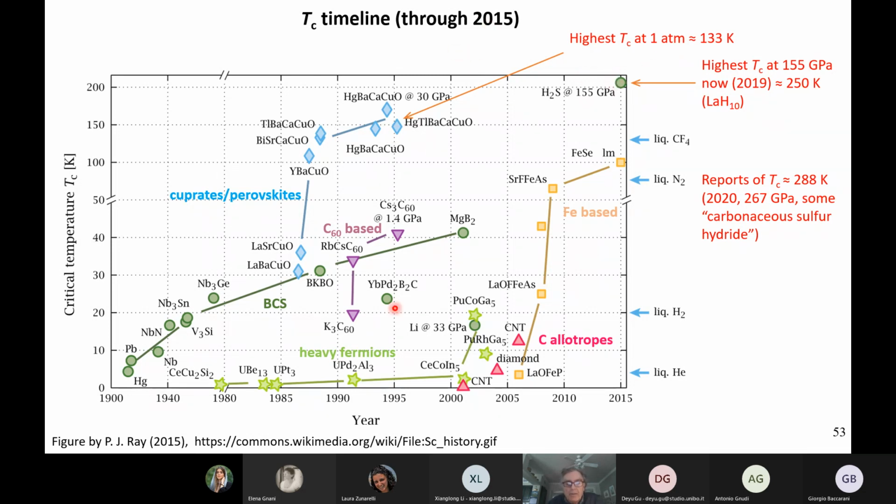This is through 2015. This is a chart that I found in Wikipedia, but the highest temperature that we have now in 2019 was this material at 155 gigapascal, lanthanum hydride of some sort.